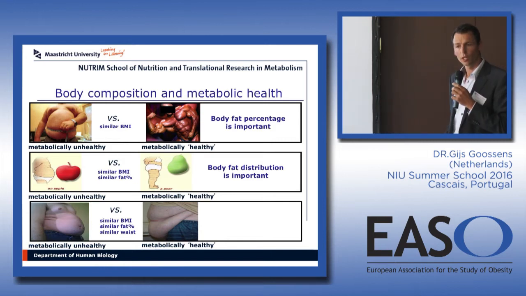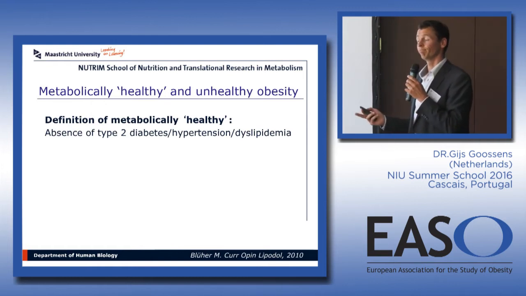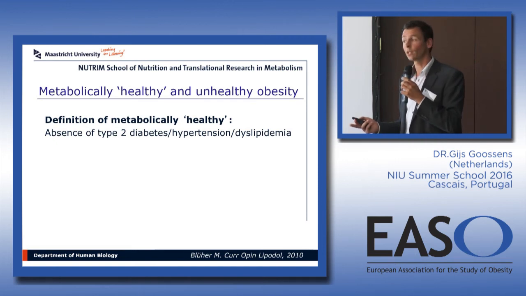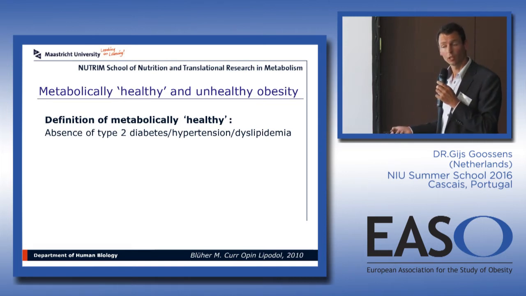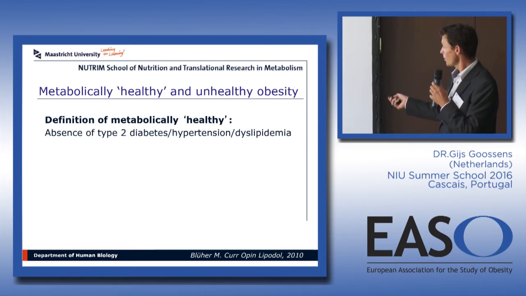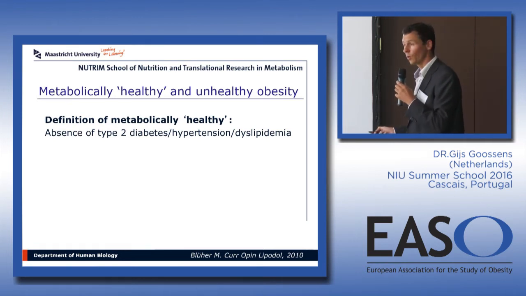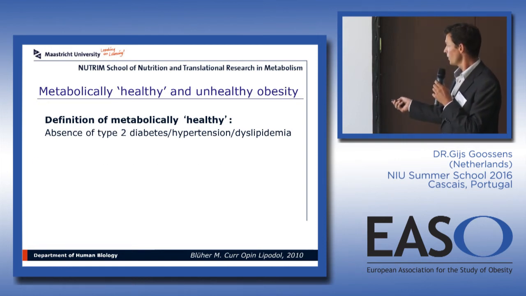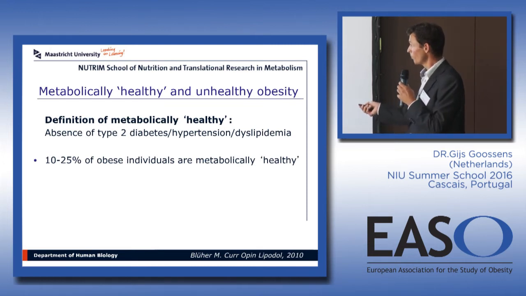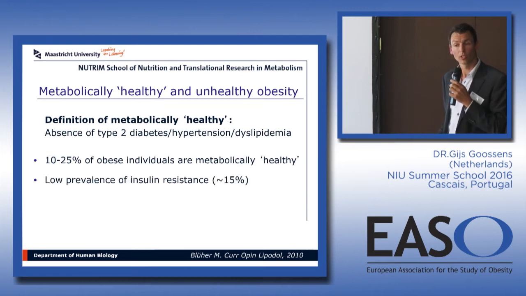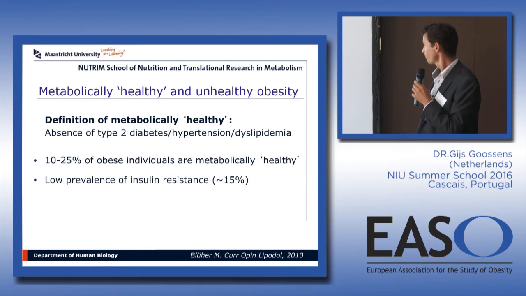Well, let me first define metabolically healthy obesity. And in literature, you will not find a consistent definition. So this is a relatively new concept, but a definition that is relatively commonly used in literature is the absence of type 2 diabetes, hypertension, and dyslipidemia. So when using this definition, we know that about 10 to 25% of the obese individuals are metabolically healthy. And an interesting observation is that within this group of metabolically healthy obese, there is a very low prevalence of insulin resistance. So about 15% of these obese individuals are insulin resistant.